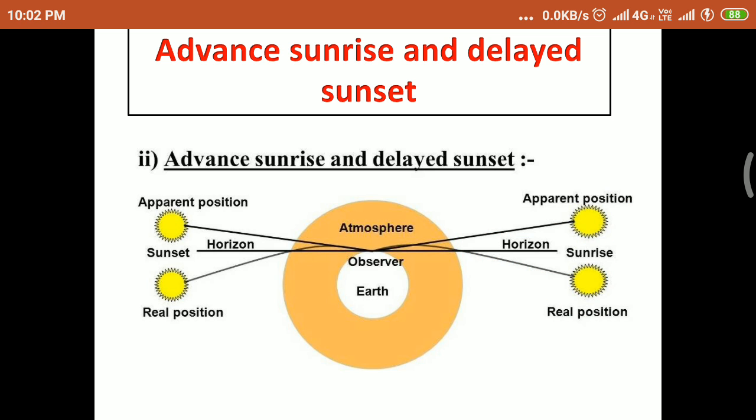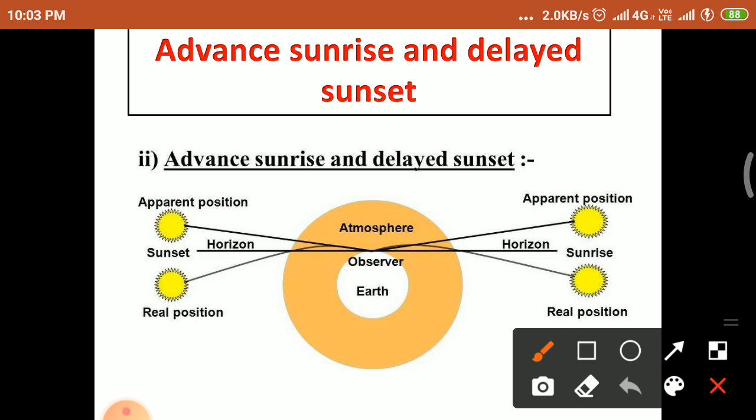During sunset also, the sun has actually set here. So refraction takes place. If I draw the backward line, this is the apparent position. After the actual sunset, we can still see the sun because of the apparent position of the sun.